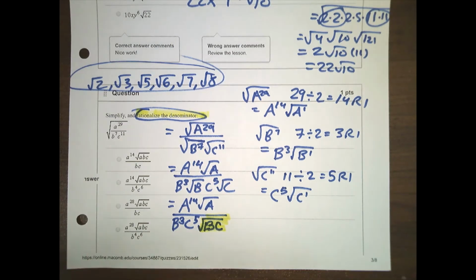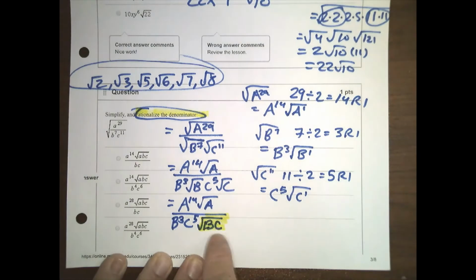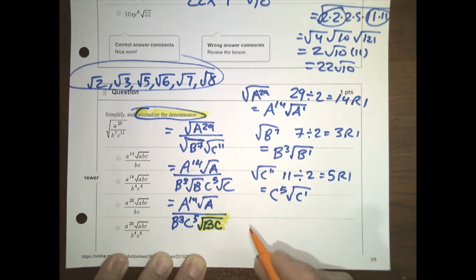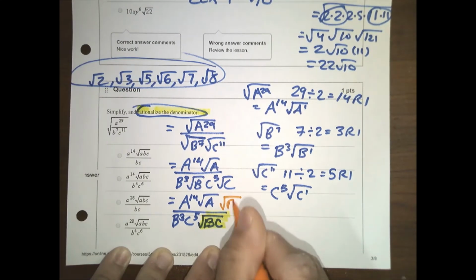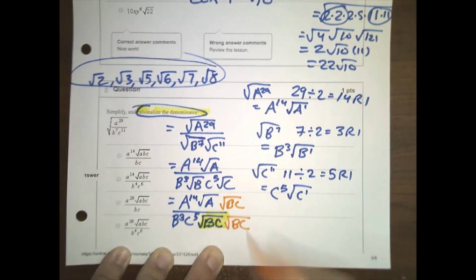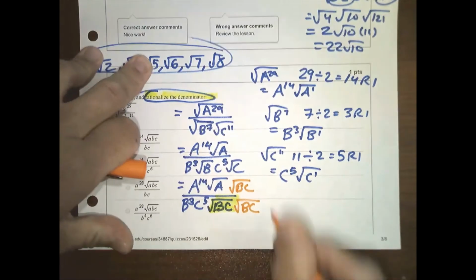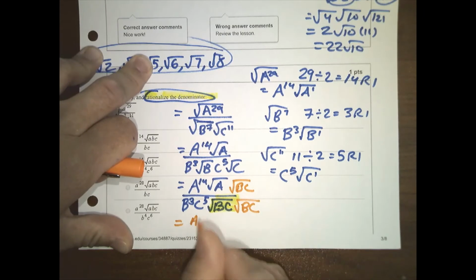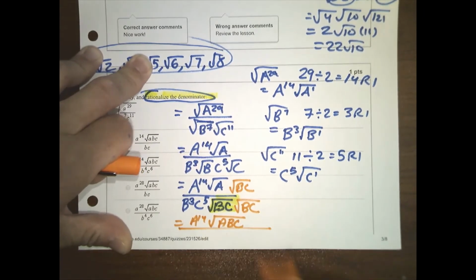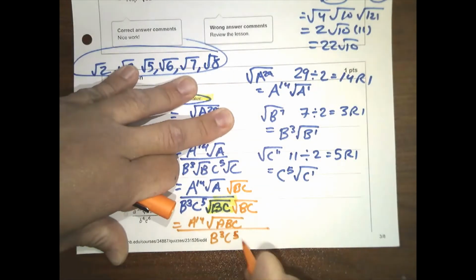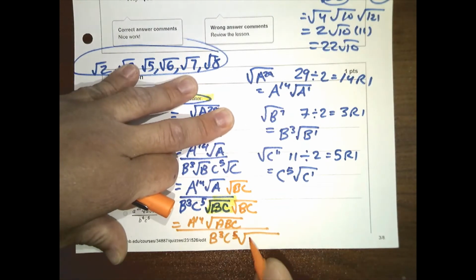Well, if I had 2 b's under that square root, then they would be out of there. So what am I going to do? I'm going to just multiply by square root of bc over square root of bc. Because then in the numerator I have a to the 14th and then square root of a, b, c. And then I have in the denominator b to the 3rd, c to the 5th. But then I have under the square root b times b, b squared, c times c, c squared.